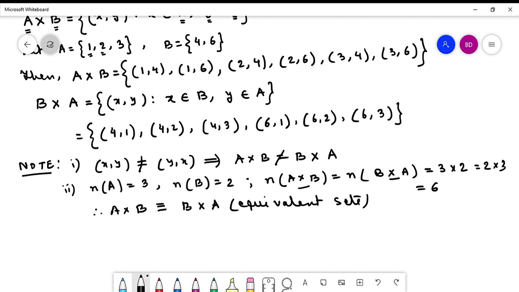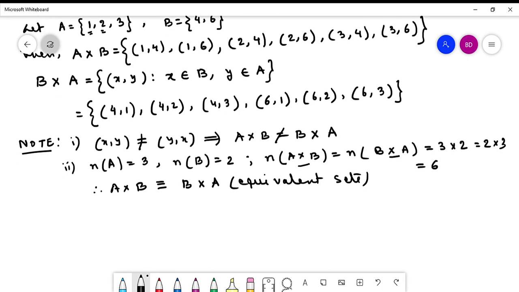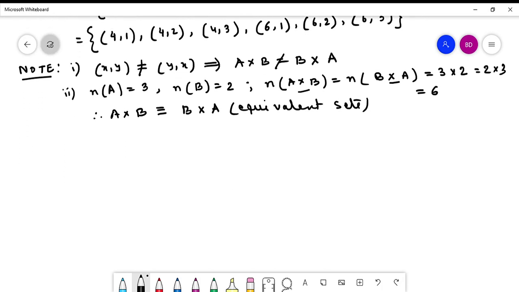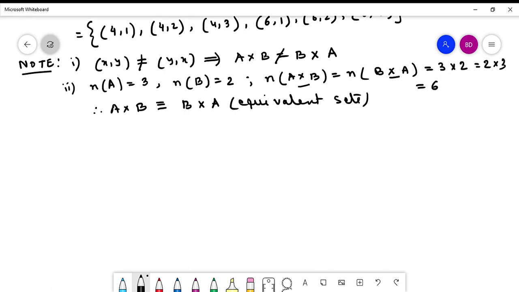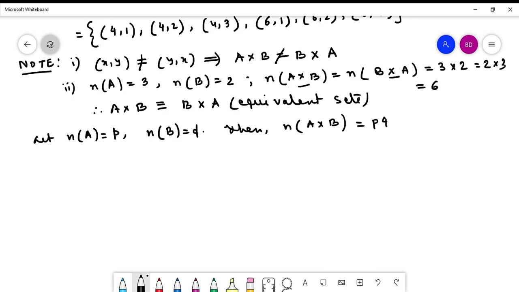Now, I'm going to generalize the second result. Let number of elements in the set A be P, number of elements in the set B be Q. Then number of elements in the Cartesian product A cross B is P into Q. So this is a general result, always true. Okay. Now we will go to relation. What we mean by relation.